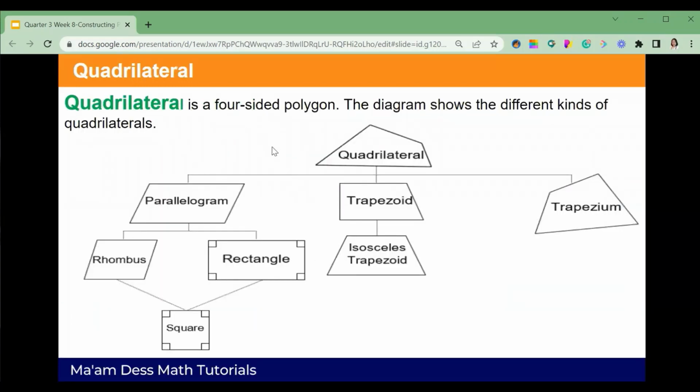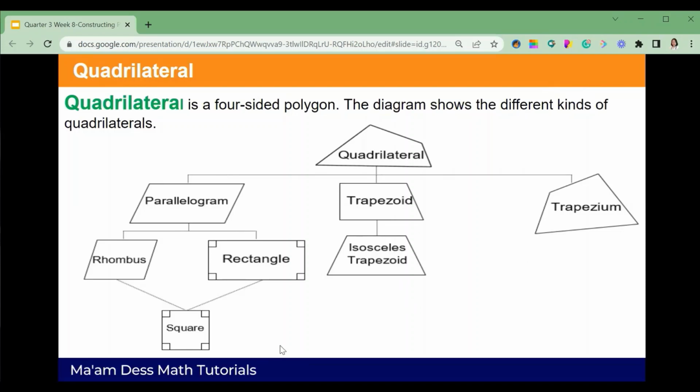For the quadrilateral, we know that a quadrilateral is a 4-sided polygon. The diagram shows the different kinds of quadrilaterals. First, parallelogram, next, trapezoid, and the third one is trapezium. For the parallelogram, we have rhombus and rectangle, and for rhombus and rectangle, we can have the square, meaning square is composed of rhombus and rectangle. Next, for the trapezoid, we can have isosceles trapezoid.